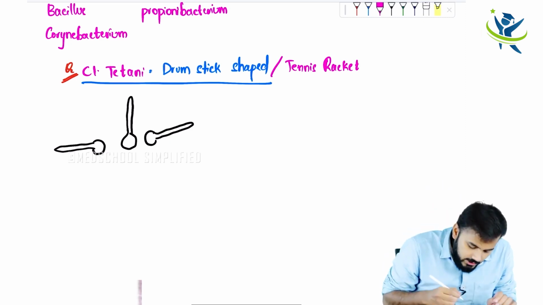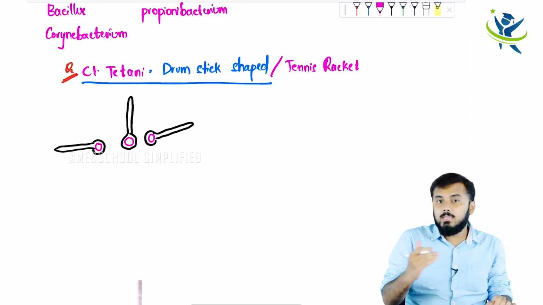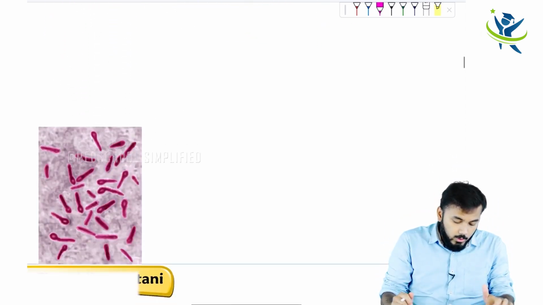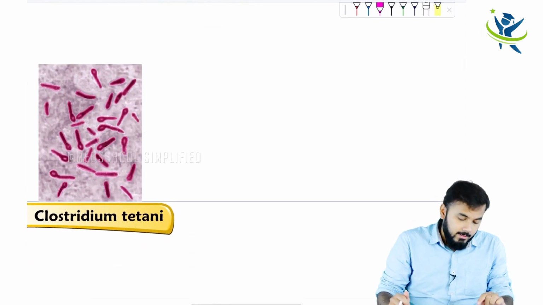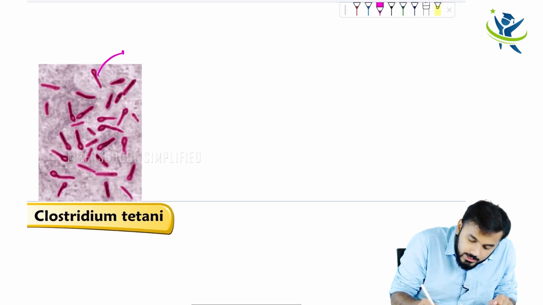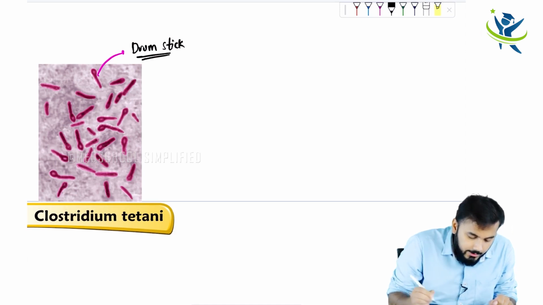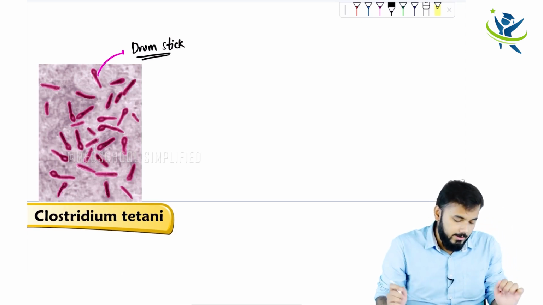Another important thing I want to highlight is that within this drumstick shape appearance there is one very important thing. I'll explain this later, right? Look at these bacteria in the slide here. Look how these bacteria are. These bacteria are like drumsticks. That's what I told you. They are drumstick shaped bacteria.